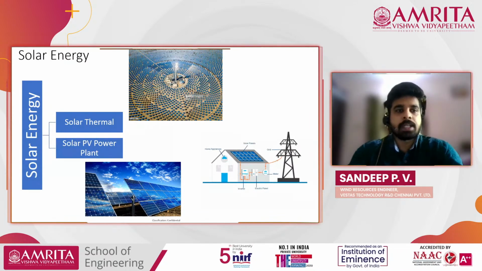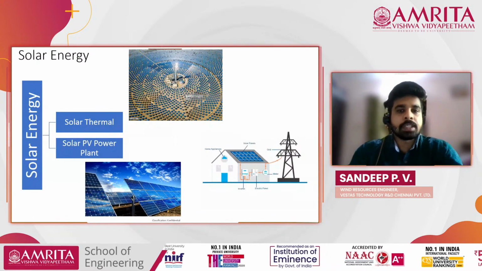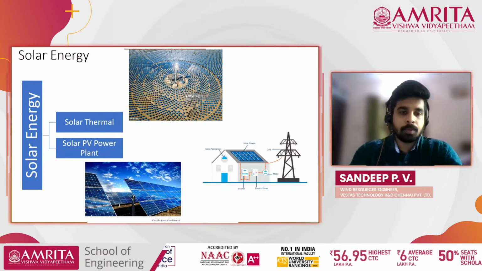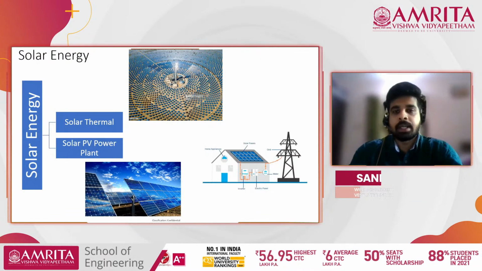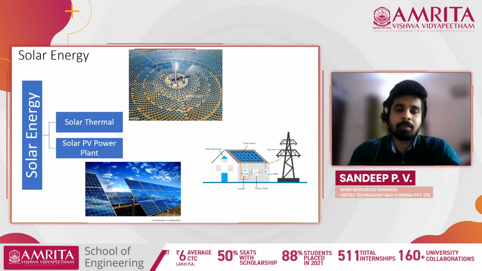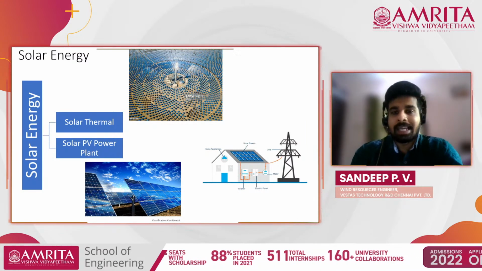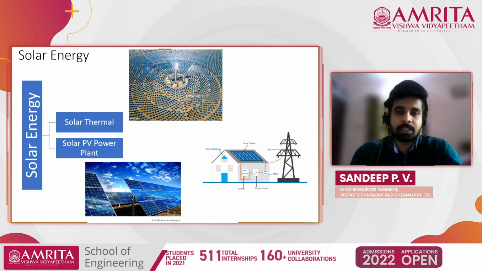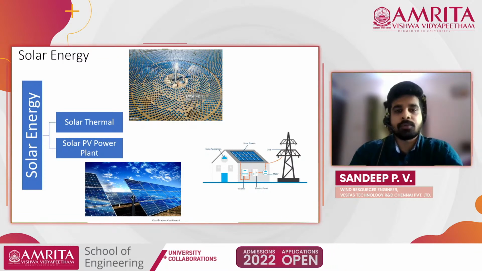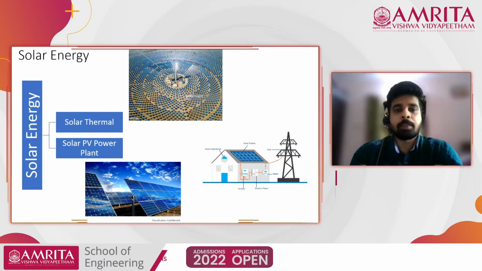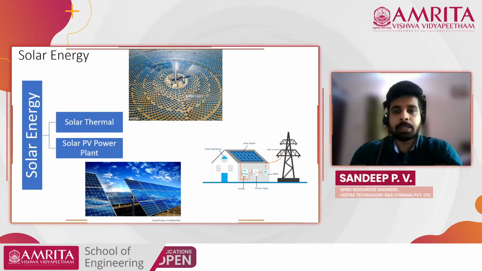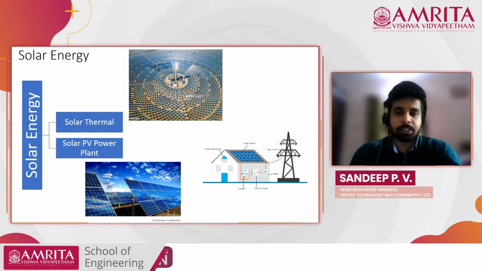The next one is solar energy. Using solar energy, we can use it in two ways: one is solar thermal, and another is solar PV power plant. In solar thermal, I hope everyone in our childhood used a lens to burn papers. The same concept: we use a lot of parabolic troughs and concentrate the light at a particular point to generate heat. Using this heat, we create steam to rotate the turbines.